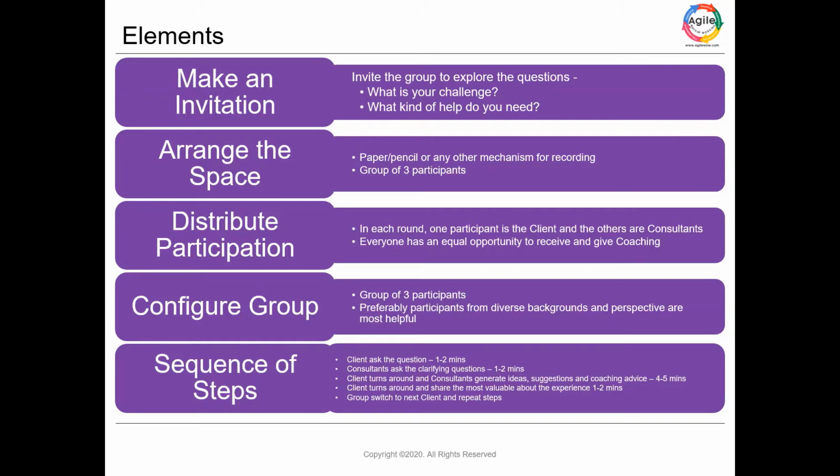Let me repeat. First, the customer asks the question. Consultants ask clarifying questions. The client turns around and the consultants generate ideas and suggestions. The client turns back and shares the most valuable thing he or she has heard, which he or she is going to implement. And then the group switches to the next client. This is the whole setup.